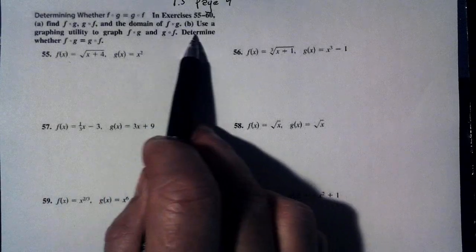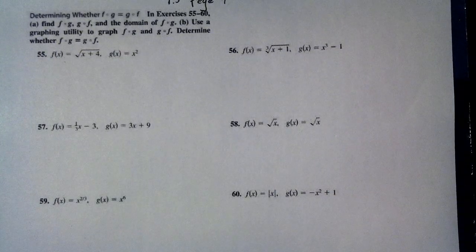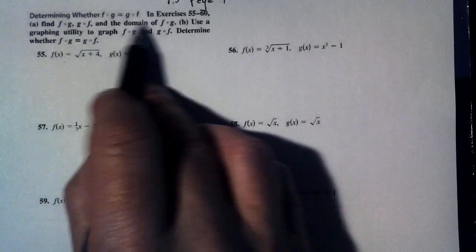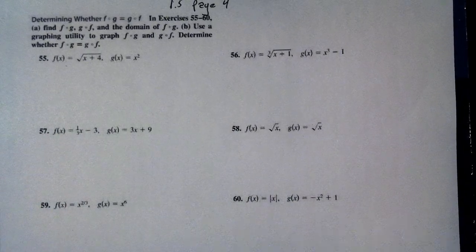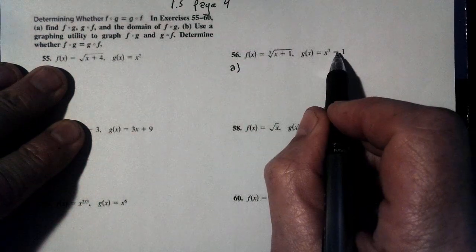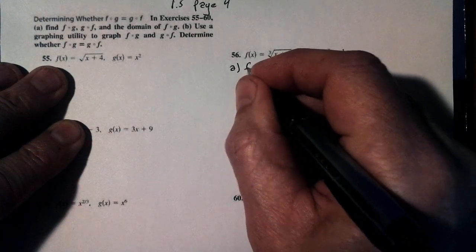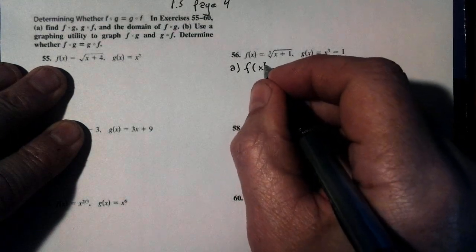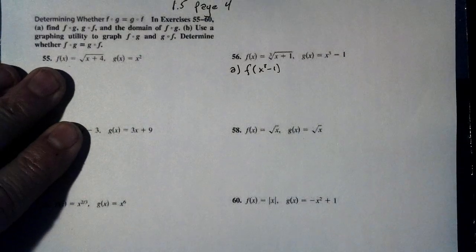We're not going to use a graphing calculator. However, you're welcome to do that. But we have to find f of g, g of f, and the domain, so we really have three things to do here. So a, f of g. Well, that is f of x cubed minus 1, because that's what g of x is.